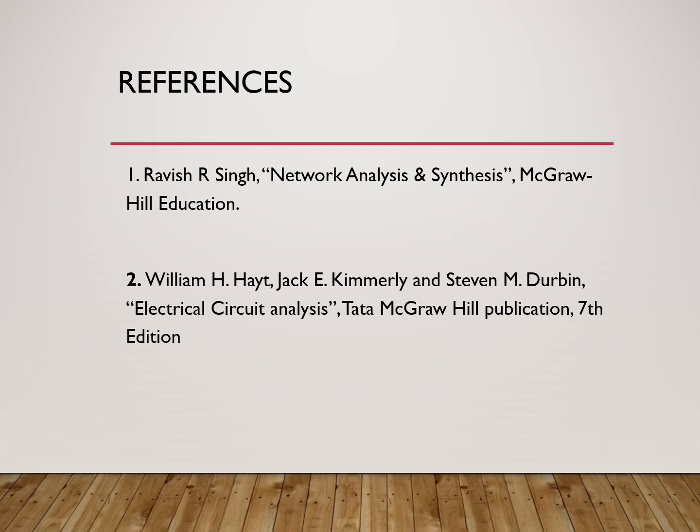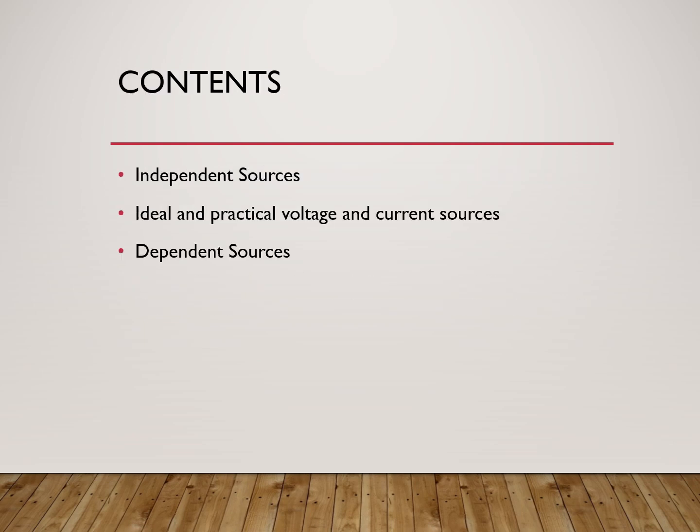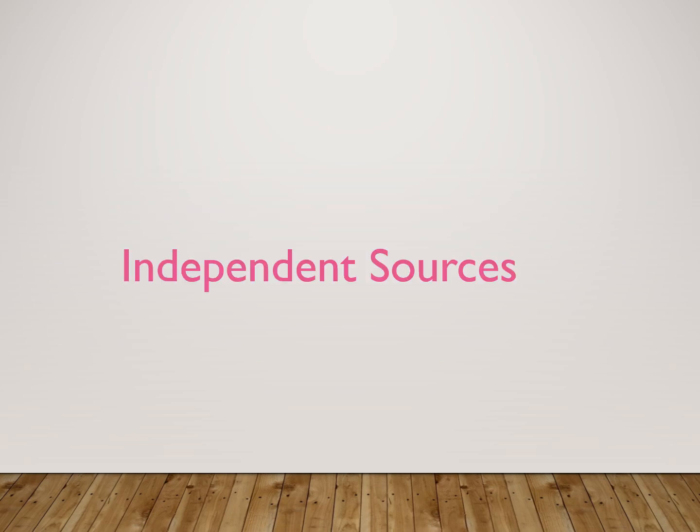The references which have been used are Ravi Singh, which is Network Analysis and Synthesis, and William Hayt, Electrical Circuit Analysis. These two textbooks have been mainly used as references. The contents which we are going to be discussing are independent sources, dependent sources, and basically ideal and practical voltage and current sources. Now, what are independent sources?